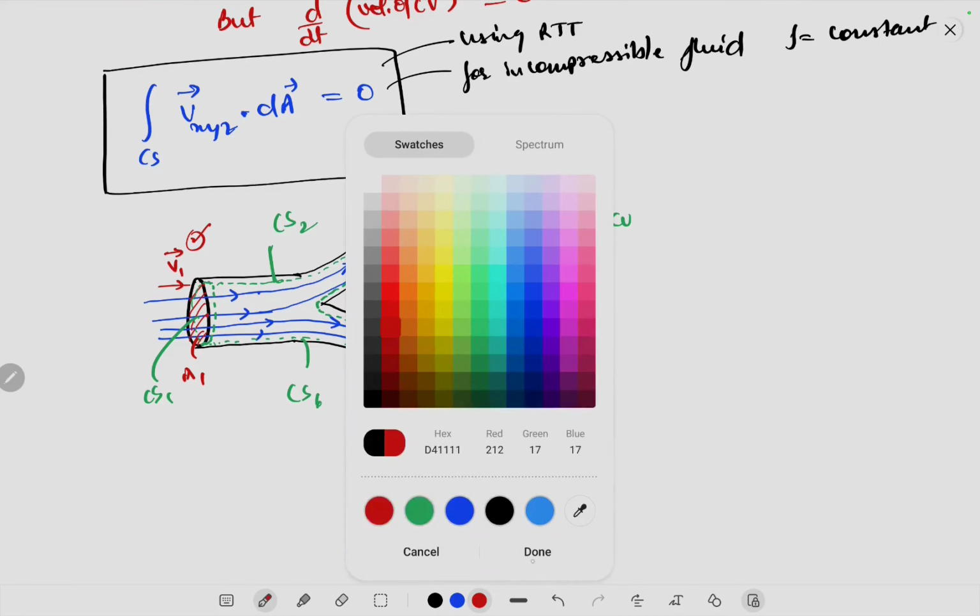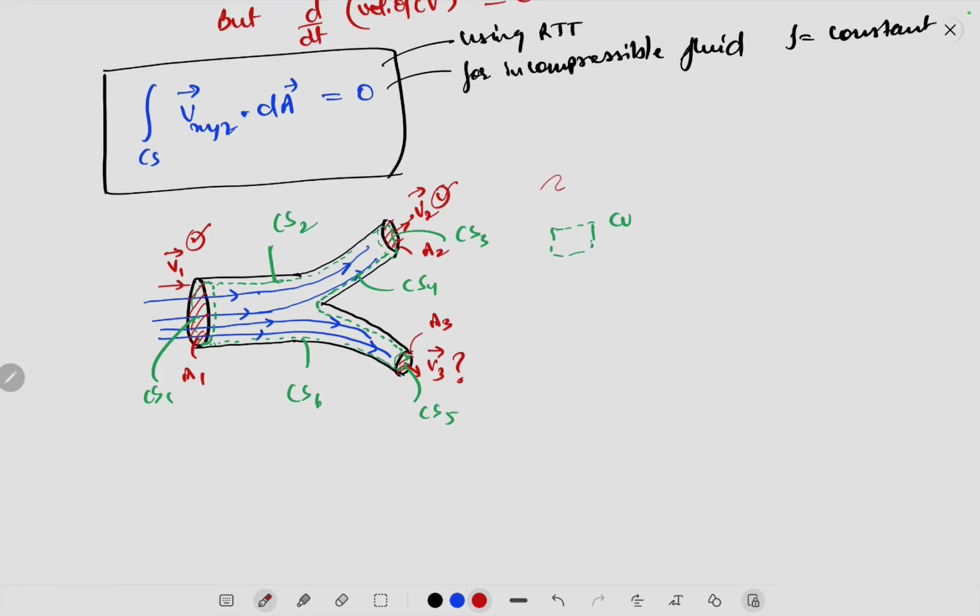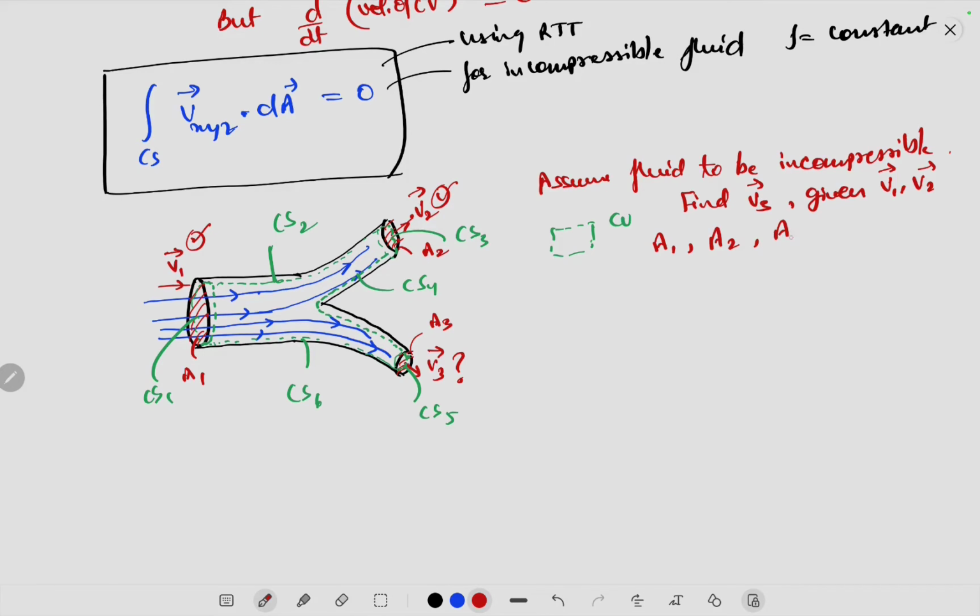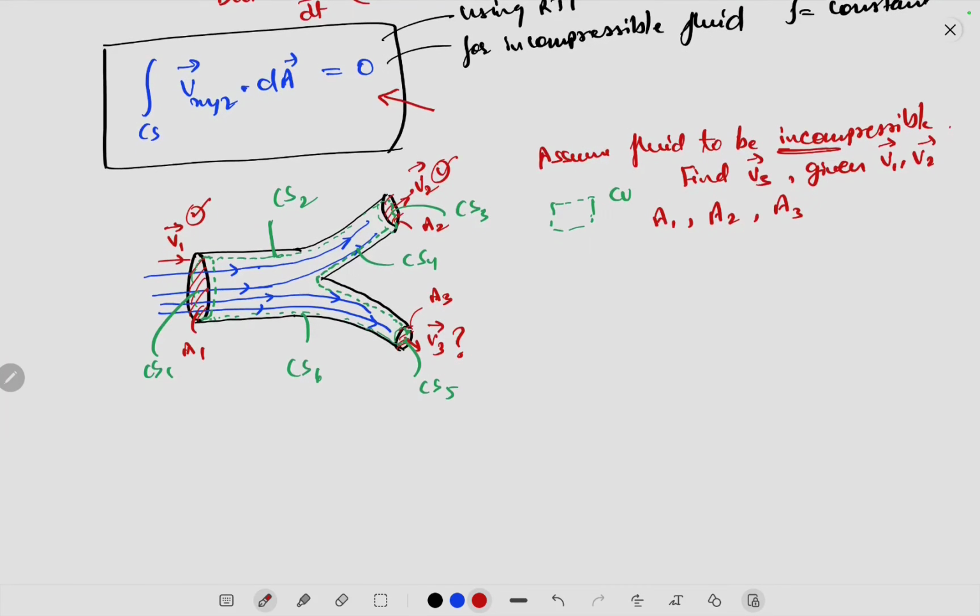And also let's say in the question it is given to you that assume fluid to be incompressible, and find v3 given v1, v2, A1, A2 and A3. Okay, so now since it is given that the fluid is incompressible, I can use this equation.